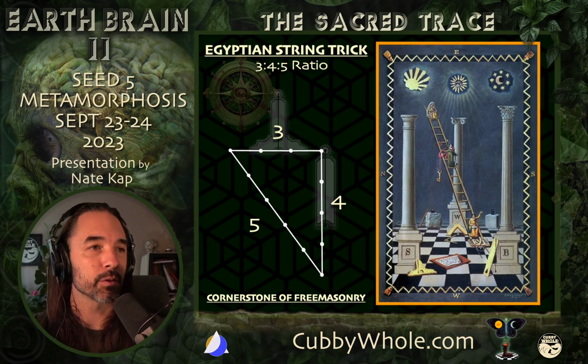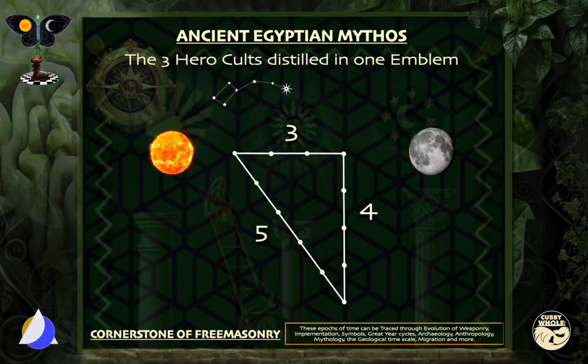So I want to show this real quick. Now, the ancient Egyptian mythos is made of the 3 hero cults distilled into this one emblem of the 3-4-5, the Egyptian string trick. It's a very beautiful science because the 3 hero cults are the solar, the stellar, and the lunar. And the stellar is dealing with the 5. This is what's going to help us understand Osiris, the ancient god Osiris, the Neter god, as associated with the number 5.